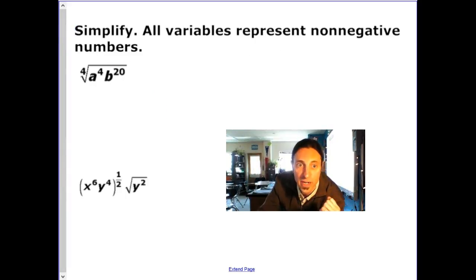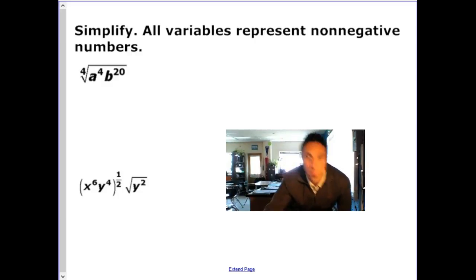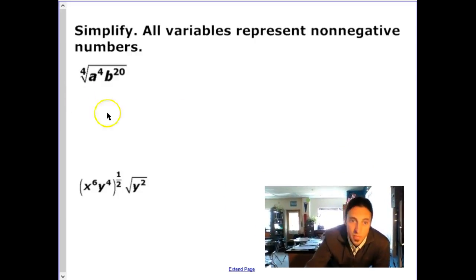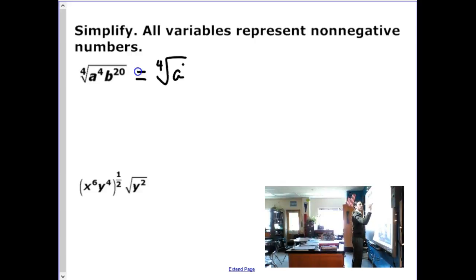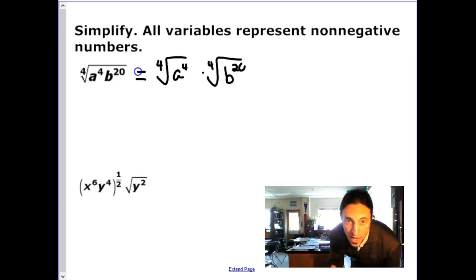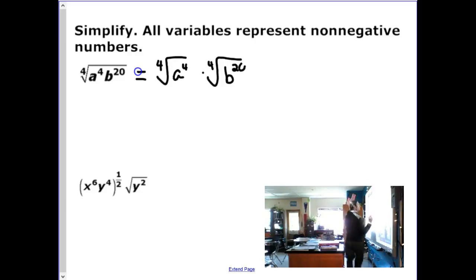All right, let's just jump right into this. It says simplify. All variables represent non-negative numbers, okay? Which means these have to be positive values. The first one, what you're really saying here, you can rewrite this several ways. You could say the fourth root of a to the fourth times the fourth root of b to the 20th. Another way to write this as a rational exponent is a to the 4 over 4 and b to the 20 over 4.